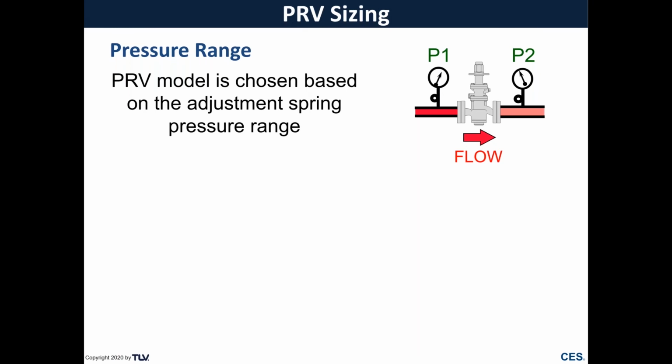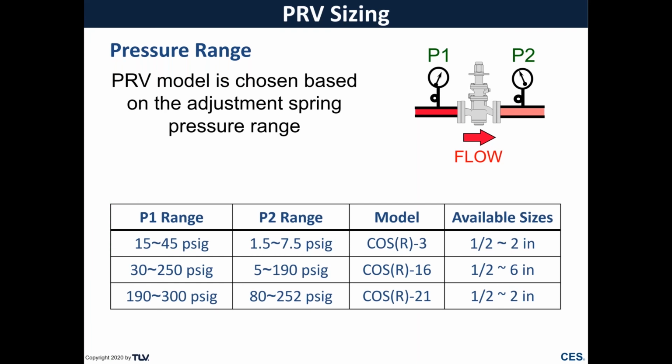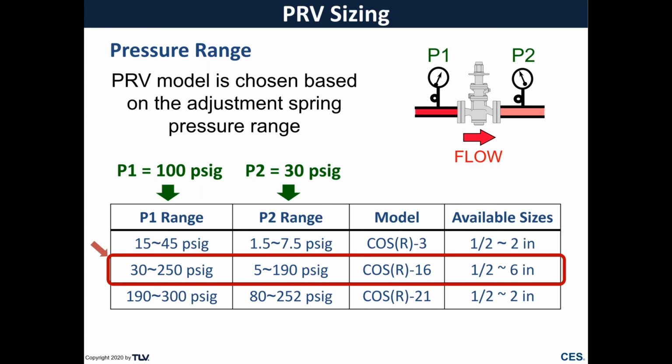In most cases, the first step in sizing a PRV is to select the proper adjustment spring range, which often determines the model of PRV to use. This table shows the various TLV COSR models with their respective spring ranges and available valve sizes. Using our sizing example, we have an inlet steam pressure of 100 psig and a secondary of 30 psig. These pressures fall in line with the spring range of the model COSR16 PRV.